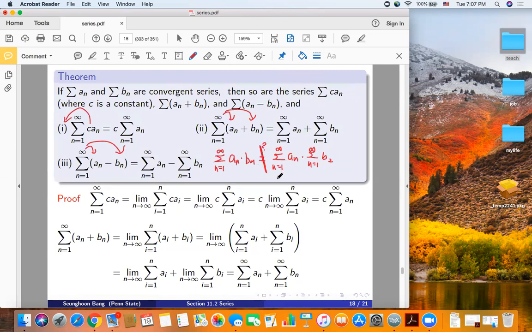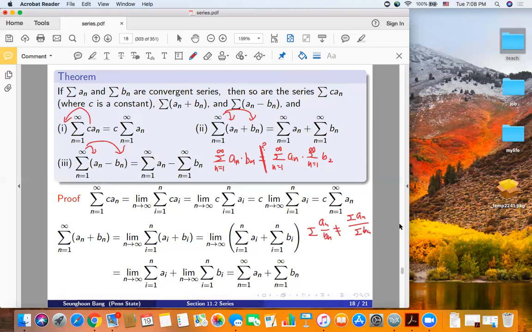Don't distribute the summation over a product. Same for a fraction. The summation of an over bn is not equal to the summation of an over the summation of bn. When do you distribute summation? Just for addition or subtraction. So don't distribute summation for a product or quotient.